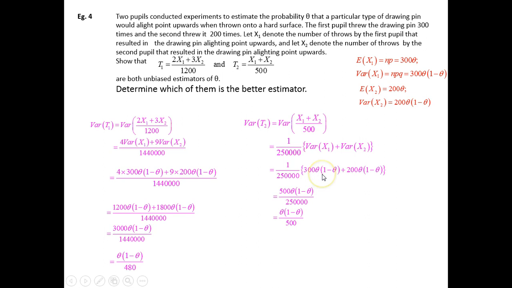So I have 500 theta times (1 minus theta) altogether on top. They cancel, leaving me with theta (1 minus theta) over 500. Now obviously the bottom being the biggest is 500, so that's the least variance. T2 has the smallest variance, and so is the better estimator. We have the top being the same, so we just need to look at the bottom of the fraction.